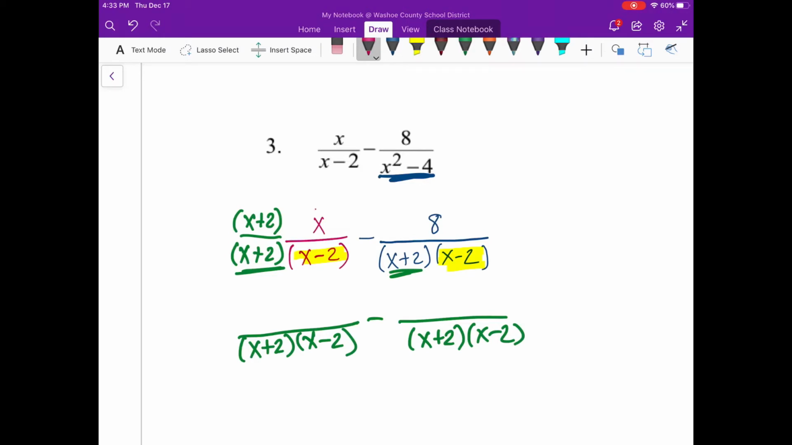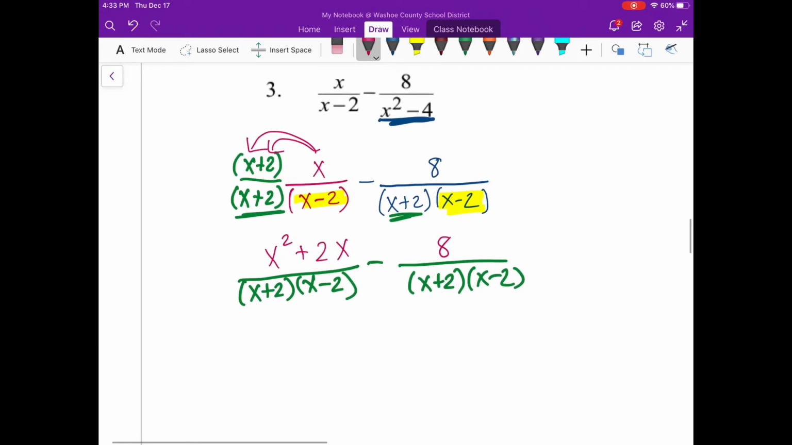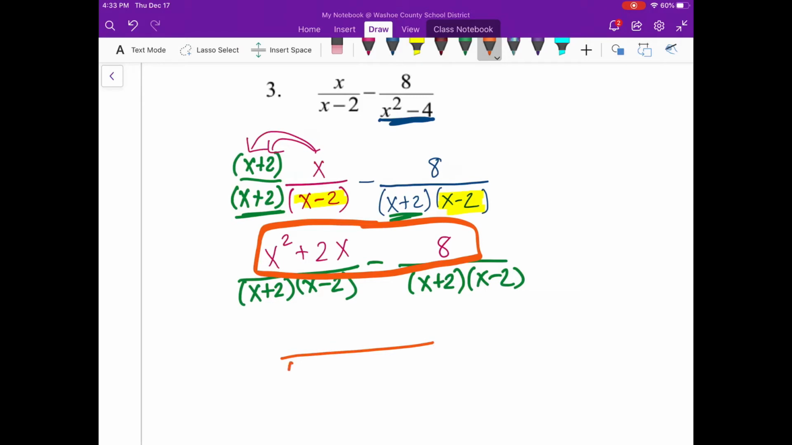Okay, what I am going to do for this one, the numerator, is actually distribute it out. So I have x squared plus 2x, and then over here I have an 8. I can combine this to be one trinomial because now these numerators can be combined into one fraction now that I have a common denominator. So my common denominator stays the same, x plus 2, x minus 2. Now my numerator is x squared plus 2x, and then the minus 8.